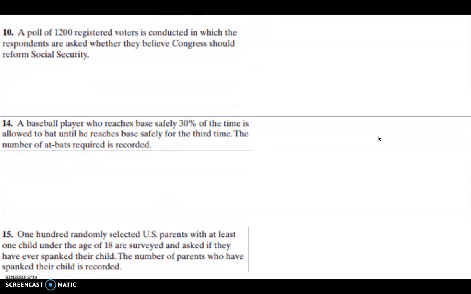So the next one, a poll of 1,200 residents is conducted in which the respondents are asked whether they believe Congress should reform Social Security. Okay, this one would definitely be binomial because we have a fixed number of trials. We can assume they're independent, and there's two outcomes. They either believe that they should reform Social Security or they don't. So that could be success and failure.